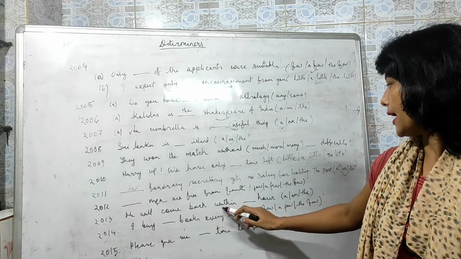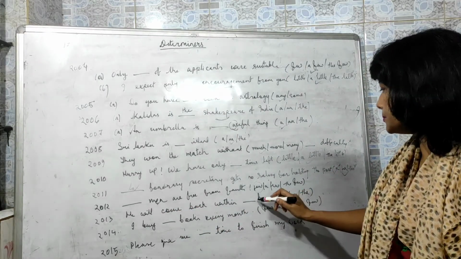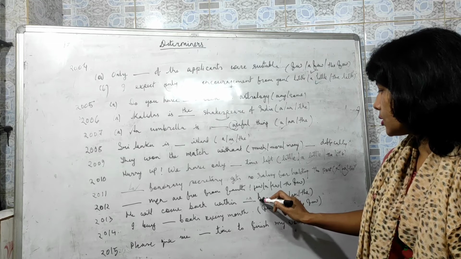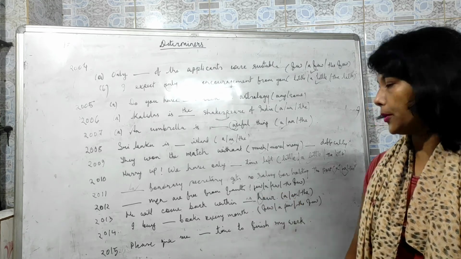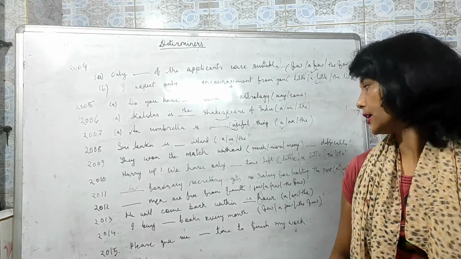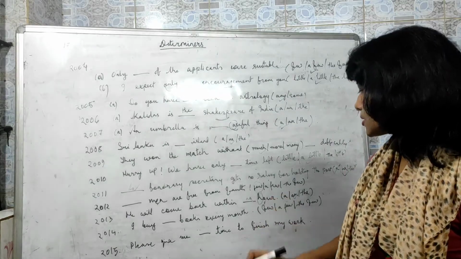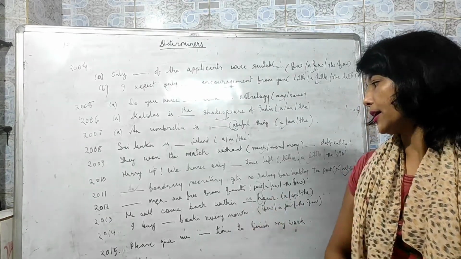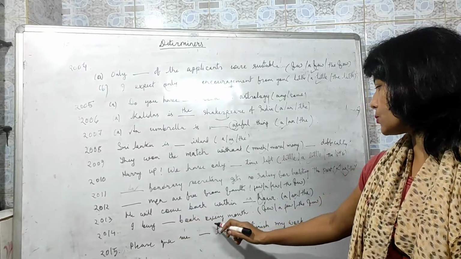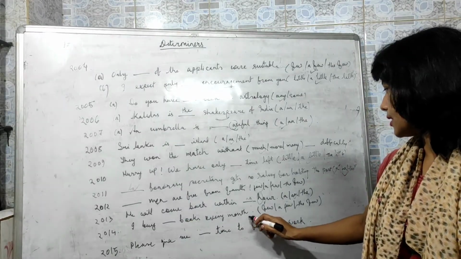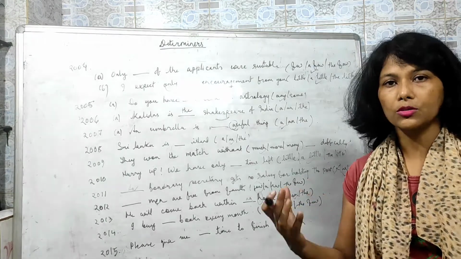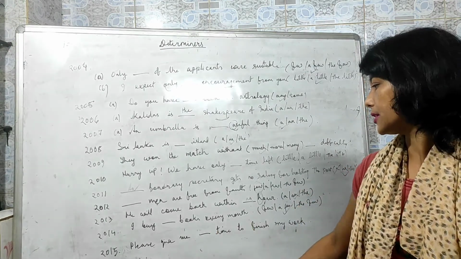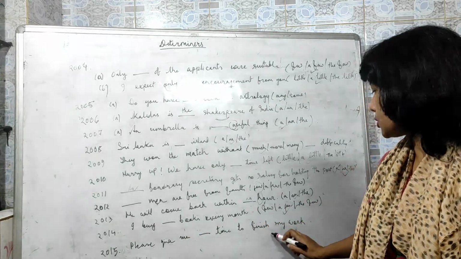He will come back within an hour. So, hour, H is not pronounced. Although it is consonant, it is not pronounced. O is pronounced. So, it is an you have to use. I buy dash books every month. I buy a few books. Some books means some books I buy every month. Please give me dash time to finish my work.